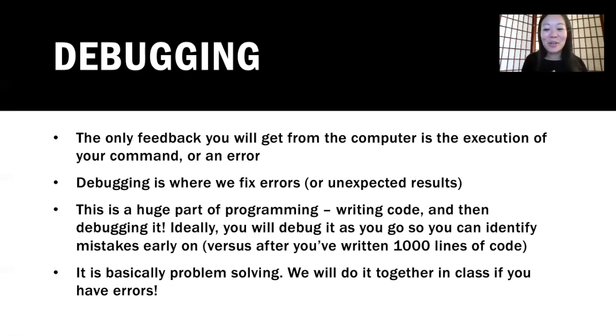So ideally you debug as you go so you can identify the mistakes early on, versus after you've written 1,000 lines of code and then you have to go back and search for where the mistake was, because sometimes the errors you get from the computer are not that helpful and it really takes a lot of problem solving to trace it back. But it is problem solving, and this is one of the things we can do together in class if you end up with errors.